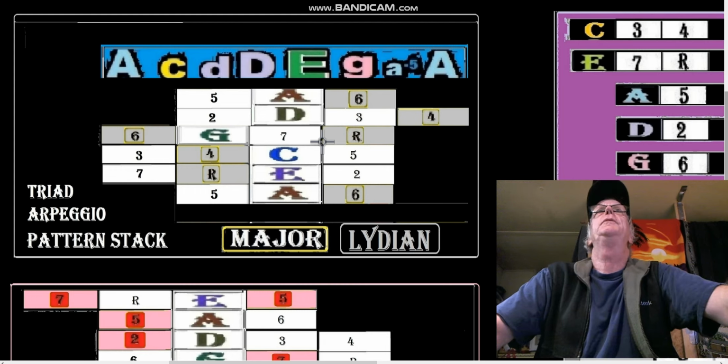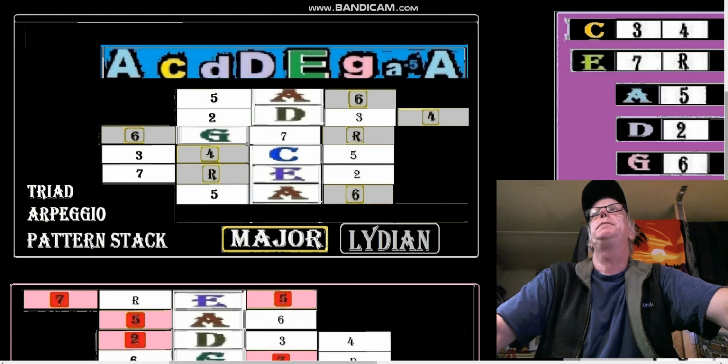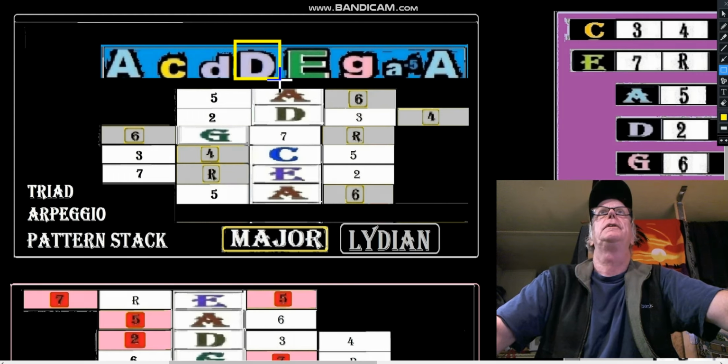Well, what else can we learn from this? So again, it's D shape. So this would be the action letter right here. This is what we are looking at. We are looking at the D-shaped Lydian right there. Remember, we have all of these chord qualities in this box, but we're looking at the Lydian.